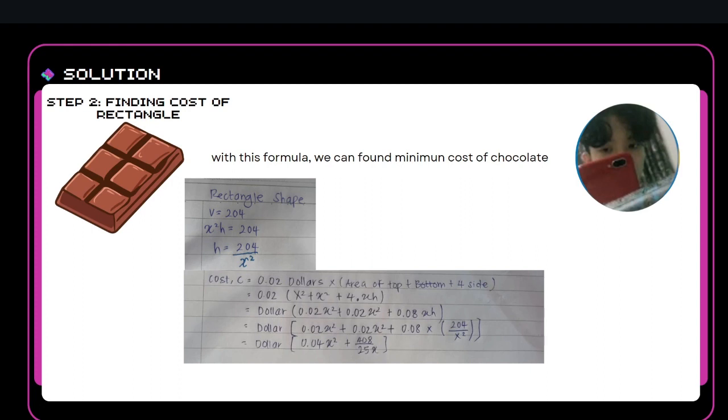So for the first picture, we have the rectangle shape, where V equals 204, x square h, which means h is the height, and h equals 204 over x square. In the second picture, we can see the cost C, which is the method we use to count the cost of this chocolate in 1 gram.